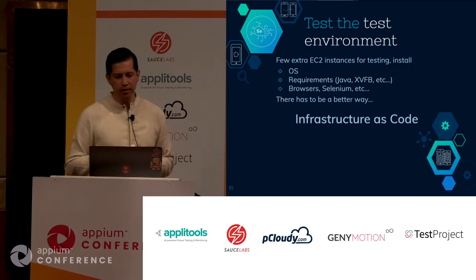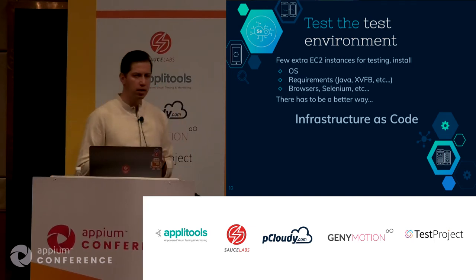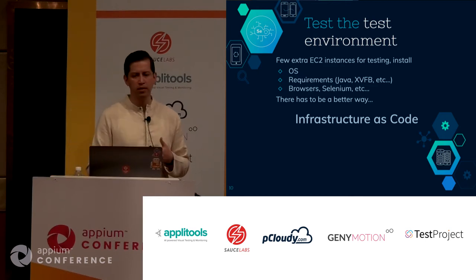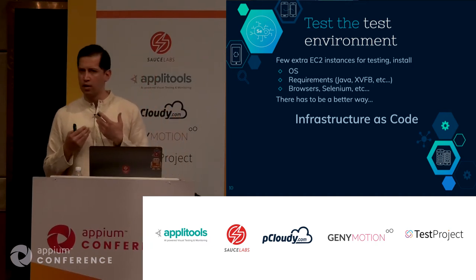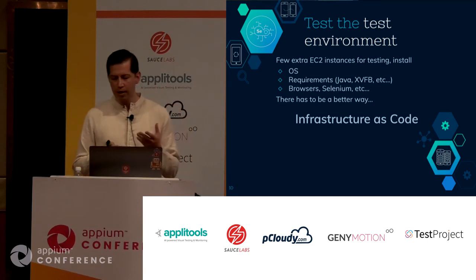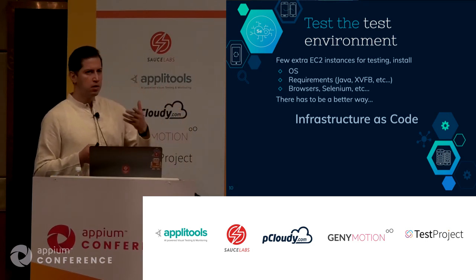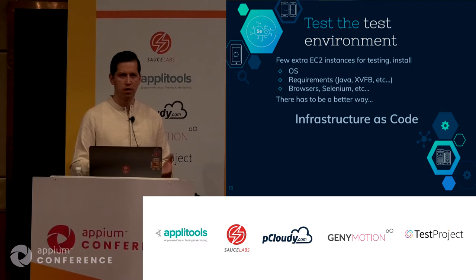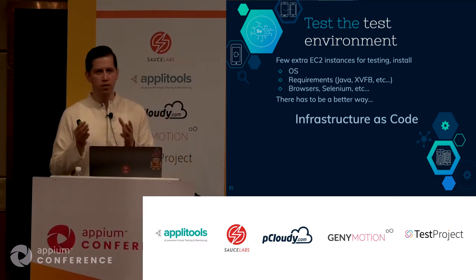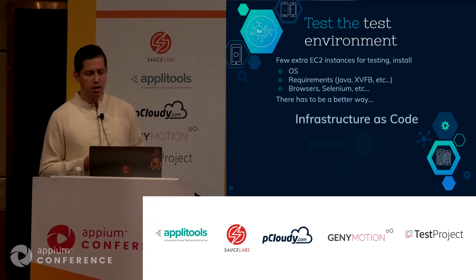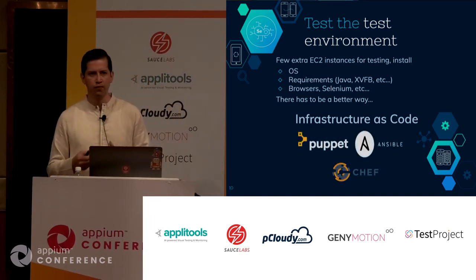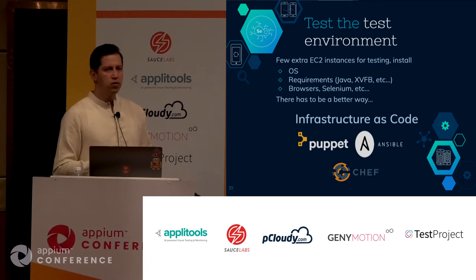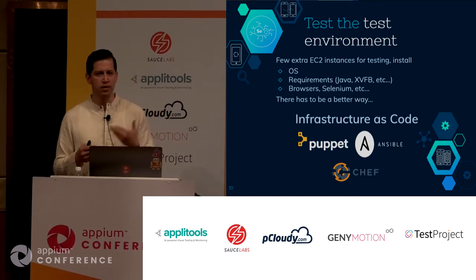So I requested more VMs, and happily they gave me those VMs. I had to install the operating system, all the dependencies, Java, X Virtual Frame Buffer, all the browsers, and make all the configuration. And I was doing that by hand every single time, when I figured out there has to be a better way, which is the first important concept about infrastructure. Could be any type of infrastructure, but the first important concept is infrastructure as code. And that's why there are different tools out there, free to use, open to everyone, that are Puppet, Ansible, and Chef, and other ones that you can use to configure your machines to have them in the state you want.